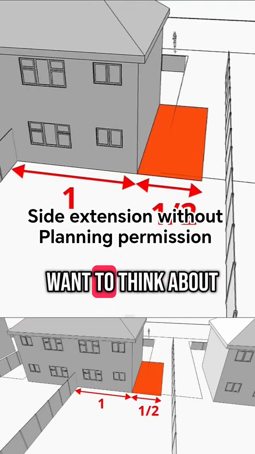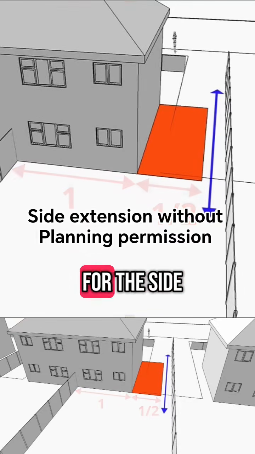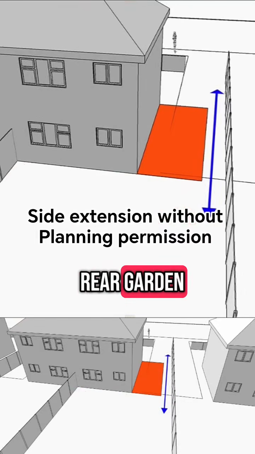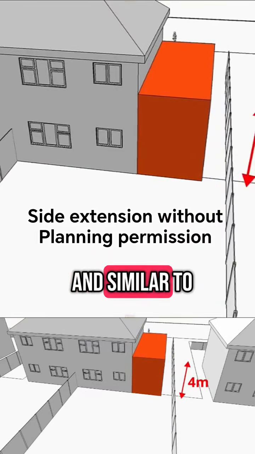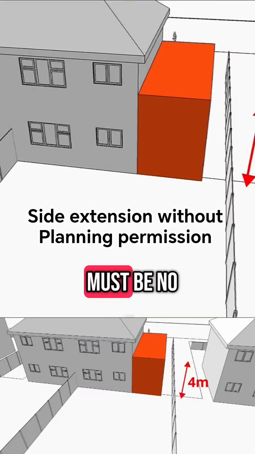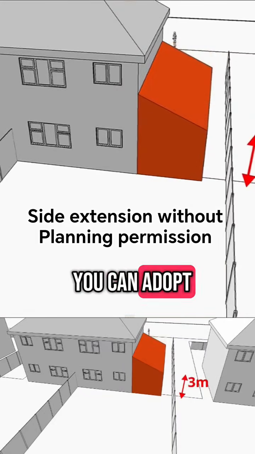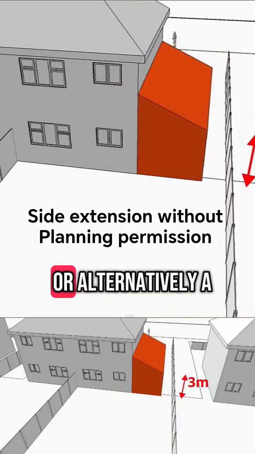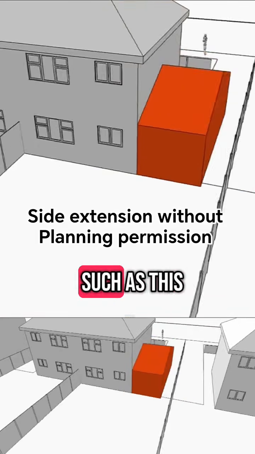However, you may want to think about whether you'd like to leave room for the side access to your rear garden. Once again, the maximum height that you can build upwards is 4 metres, and similar to rear extensions, the eaves height within 2 metres of the boundary must be no higher than 3 metres. You could adopt a lean-to type roof, or alternatively a dual pitched roof such as this.